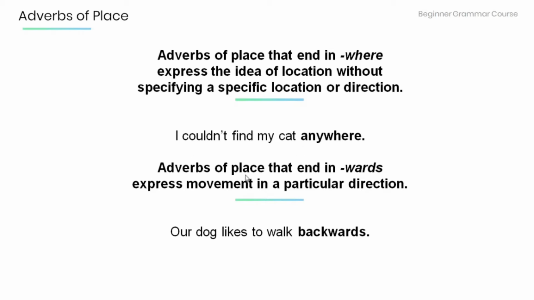And adverbs of place that end in wards express movement in a particular direction. Have a look at the example below. Our dog likes to walk backwards. The adverb of place backwards expresses the movement of the dog.